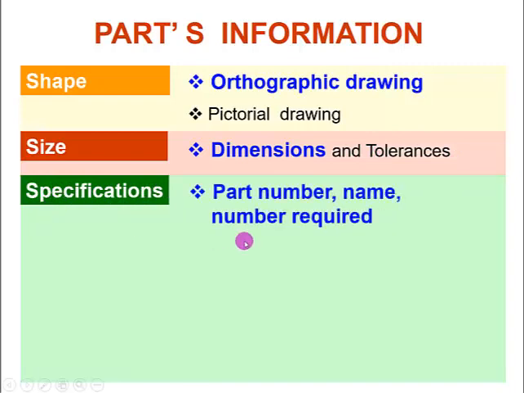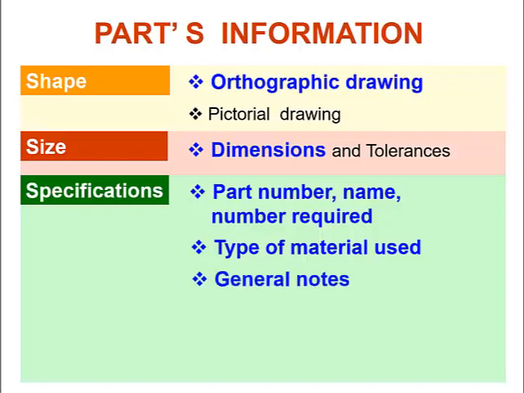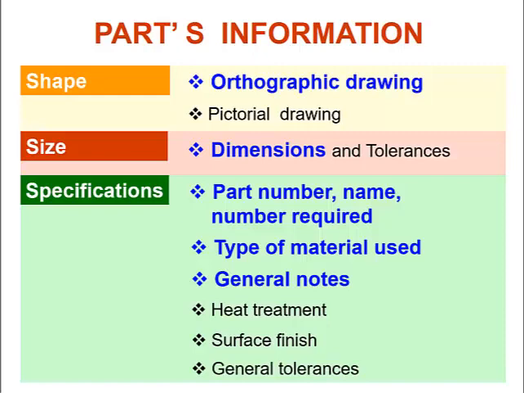And for specification, sometimes you need how many parts you have, the part number, or maybe you have too many components, so you have to put a number for each component, and the name of each component, and the number required, how many of them. Type of material you use, sometimes metal, wood, plastic, just say the type of material used. General notes and heat treatment, that is the method of how you treat your material. And surface finish and general tolerance.